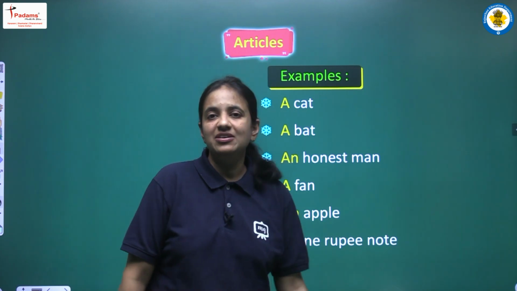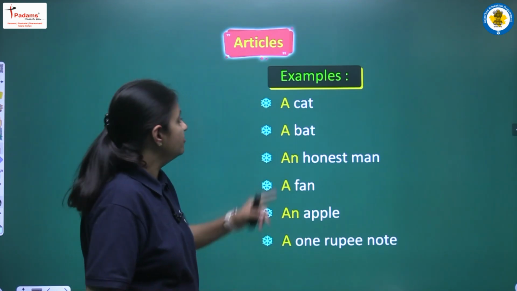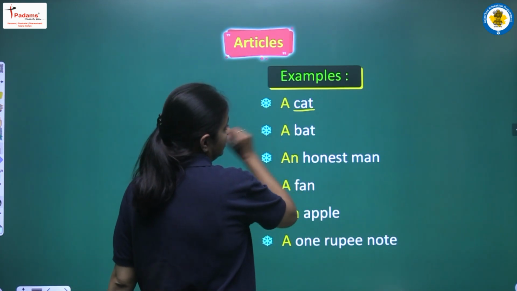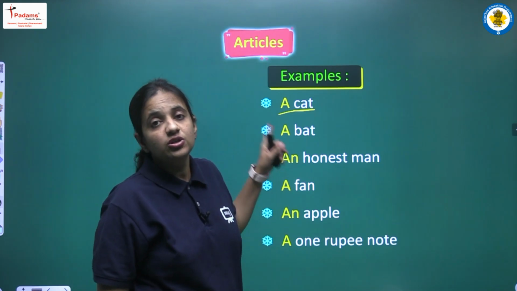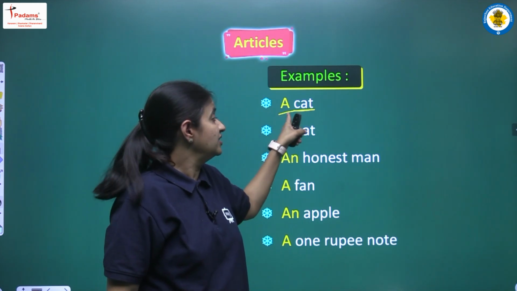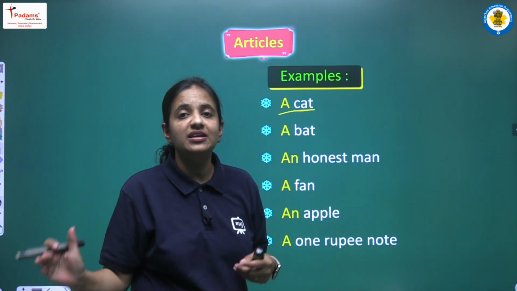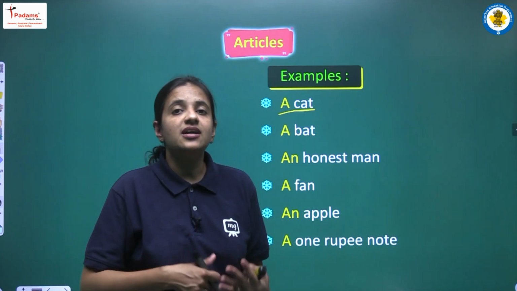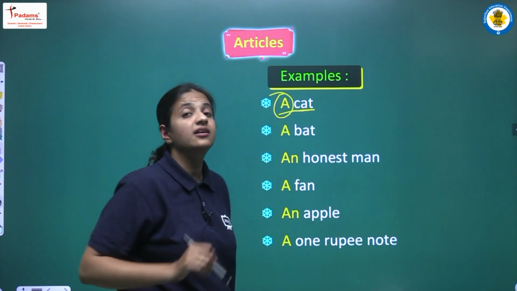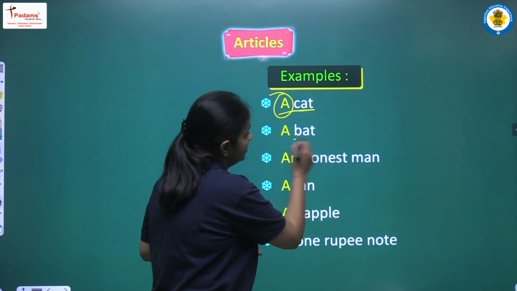So now we are having some examples here to clear this thing, right? So let's see. First of all, we are having a cat. The word that we are having here is cat. So we have to use an article before cat. So we can pronounce this word. This word is cat, right? So the starting sound, the beginning sound that we are having here is k. So k, it's a kind of consonant sound, and this is the reason we are having a here before cat. Clear? Second word that we are having here is bat.